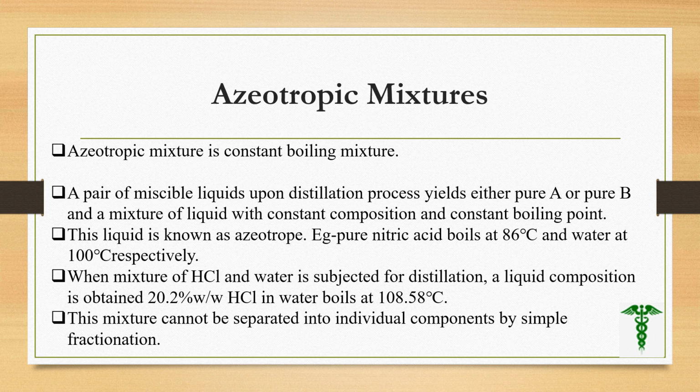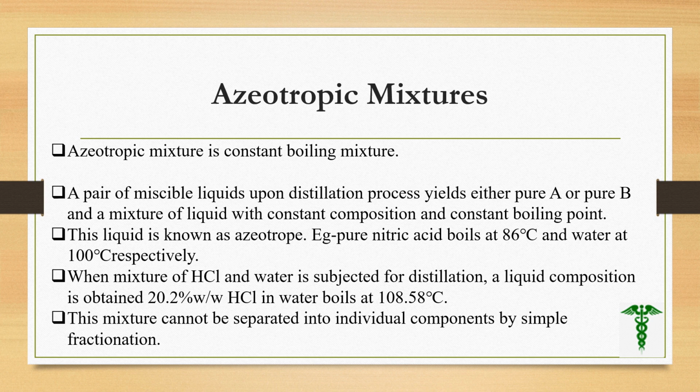For example, if we take a mixture of pure nitric acid, which boils at 86 degrees Celsius, and water at 100 degrees Celsius. Likewise, we can give many examples. We can take a mixture of hydrochloric acid and water and subject it to distillation. A liquid composition is obtained: 20% weight by weight hydrochloric acid in water boils at 108.58 degrees Celsius. So some variation is there in the boiling of water.